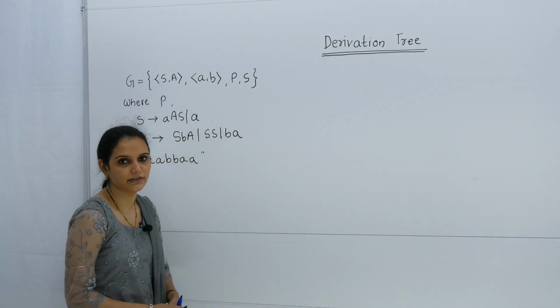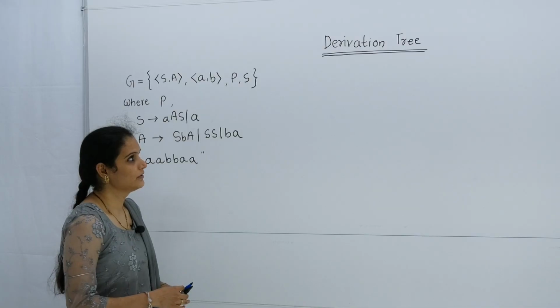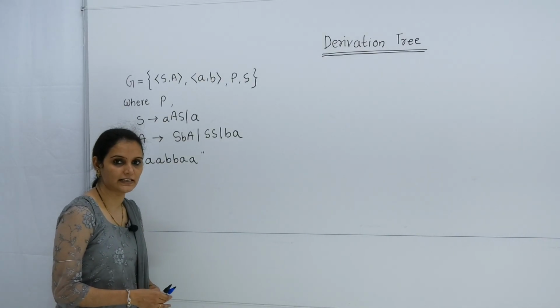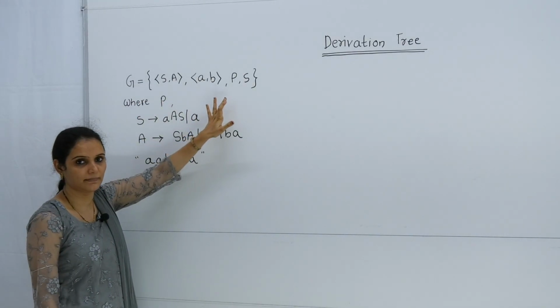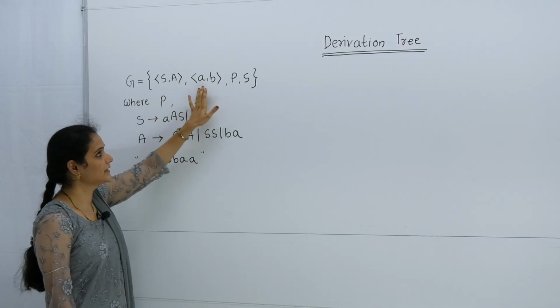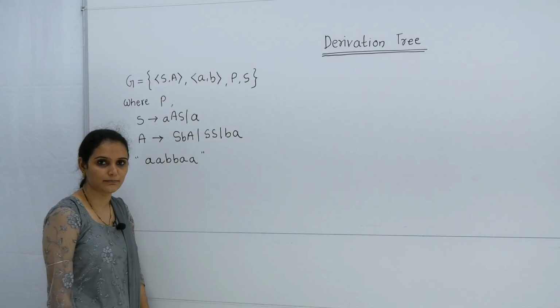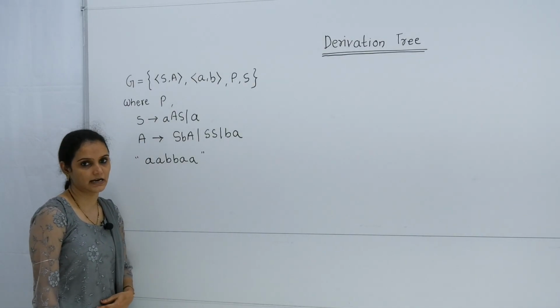In today's video we are going to see about the derivation tree. Students, we have seen the grammar. Grammar is defined by four tuples, that is V, T, P and S. Here one example of grammar is given, that is V, T, production rules and S. V is nothing but the non-terminal symbols, T the terminal symbols, then production rules and the start symbol.